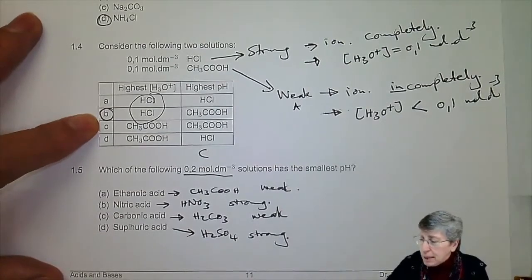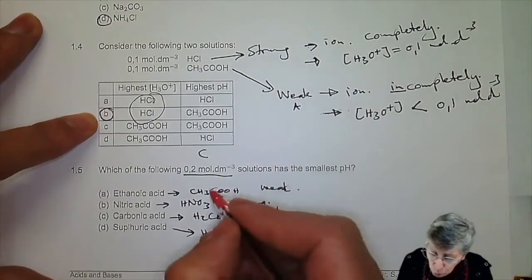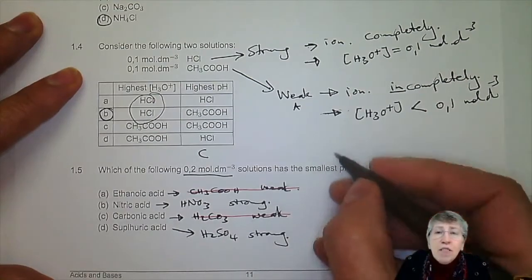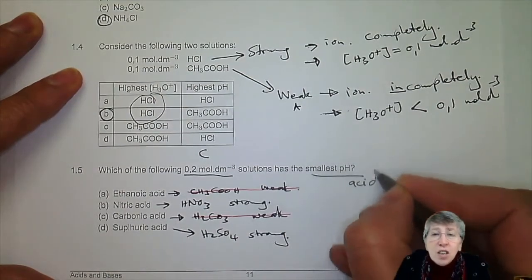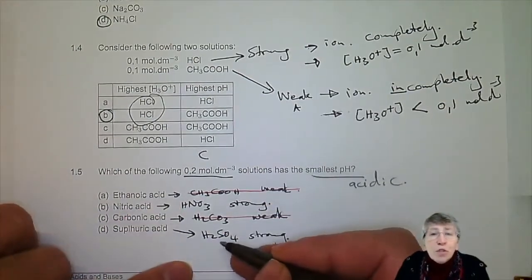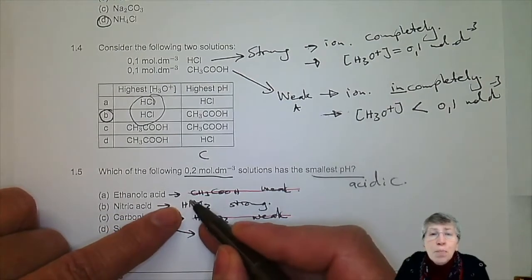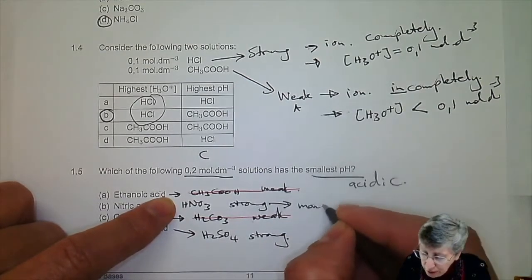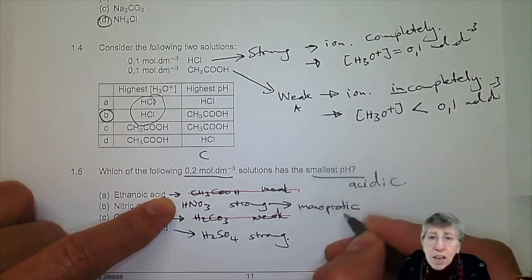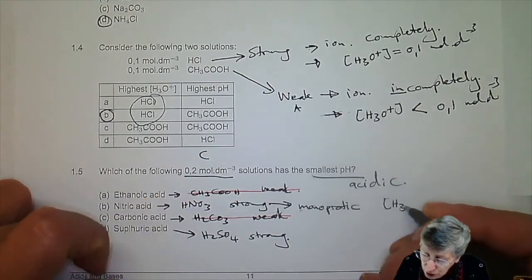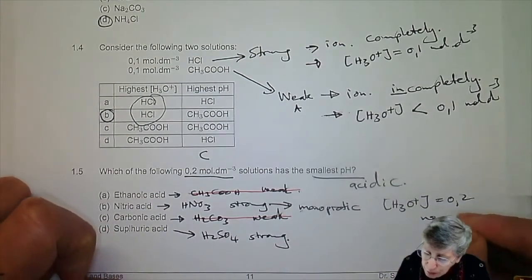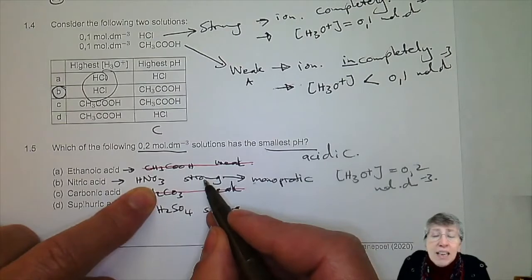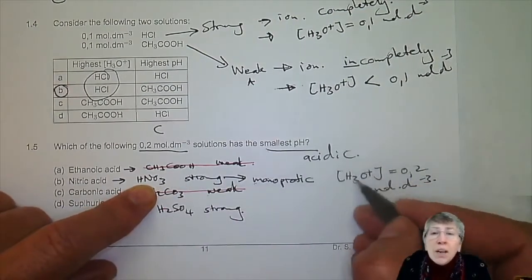So the weak ones we are immediately going to throw away, because the weak ones are only going to produce a few hydronium ions, right? So they will not give me the smallest pH, the most acidic solution, right? Then I'm looking at nitric acid and sulfuric acid. What is the difference? Well, nitric acid is monoprotic and sulfuric acid is diprotic. That means that the one that is monoprotic, giving off one proton, is going to have an H3O plus concentration of 0.2 moles per cubic decimeter, because every single HNO3 will react. It's strong, it ionizes completely, and every one of them will produce one H3O plus, right?